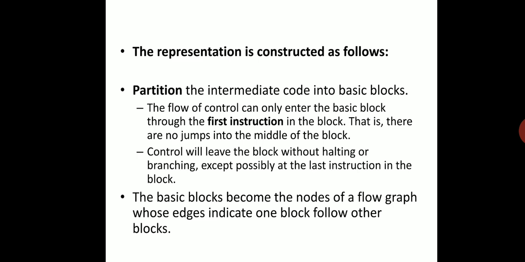Control will leave the block without halting or branching except possibly at the last instruction in the basic block. So if such a jump instruction is there, it can occur as the last statement in the basic block. The basic blocks become the nodes of the flow graph, whose edges indicate that one block follows another block. There is a directed edge from one block to another block if the control is transferred.